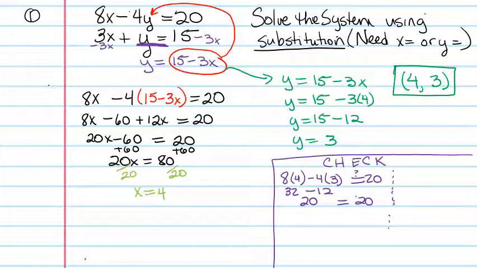So now I'm going to check the second equation. Same two numbers, but in the second equation. So the second equation says 3x, or 3 times 4, plus y, y is 3, is supposed to be equal to 15. And again, let's check to see if it is. And I get 12 plus 3, and of course we know that's 15. So it checks both.